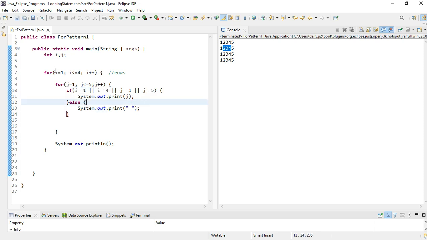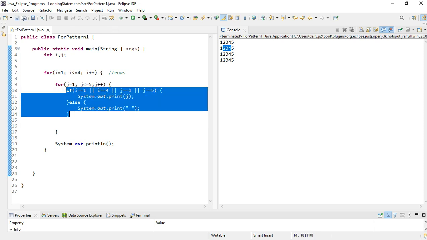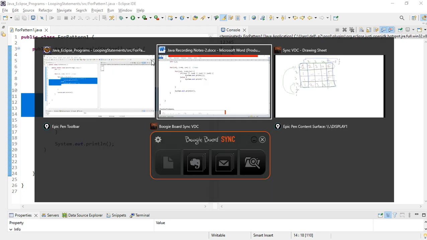See, i represents the row number, j represents the column number. Okay, if row is equal to 1 or row is equal to 4 or j is equal to 1, j means column, column is 1 or column is equal to 5. So if row 1, row 4, column 1, column 5, print the digit, j digit we are printing. Otherwise you print space. Okay, this is how we can write the logic. Now when I run the program, I got the spaces here. Is it okay? Right? So this is the program, how you can manage the spaces in the pattern.